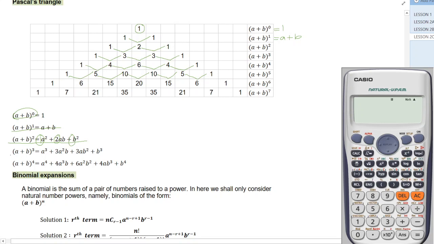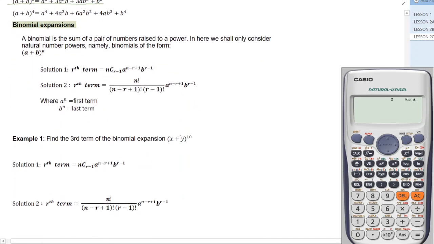And for this one also, that is in cube. If this is your cube, your coefficient for a is 1, of course, and 3 for your second, 3 for your third, and 1 for your last term, and so on. Okay, so if we are going to use that one in your expansion of polynomials, it will take too long. So we have here your binomial expansions.